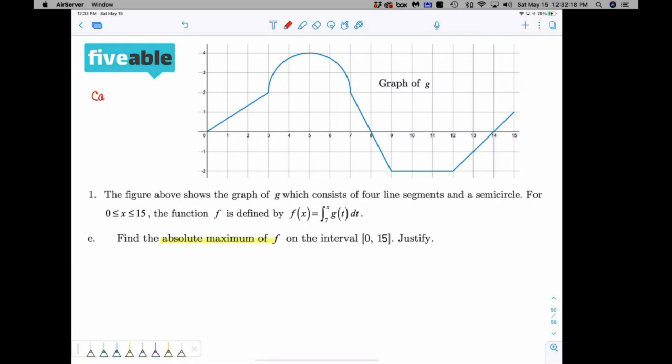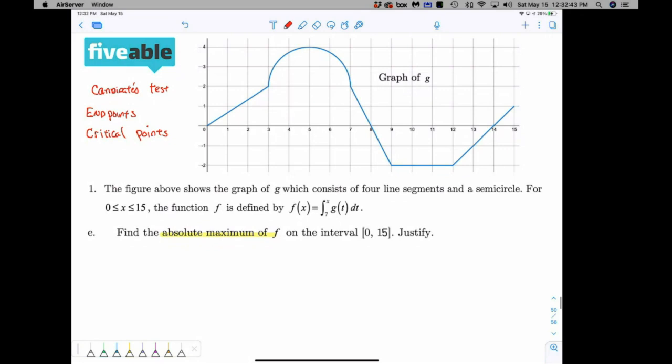And the candidates test is all about the following. It's looking at your endpoints and your critical points as the candidates. And once you've identified all the endpoints and critical points, you just see which one gets you the highest or the lowest value. In this case, it's going to be highest. We're looking for the absolute maximum. So what we want to do is identify all the endpoints and all the critical points. It's very useful in this type of problem to make a table, because the idea is you're going to just compare inputs and outputs to find your best value.